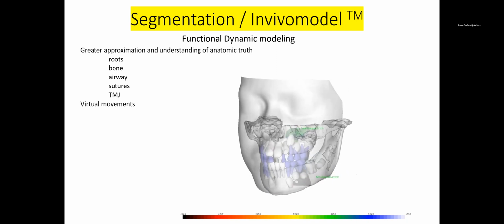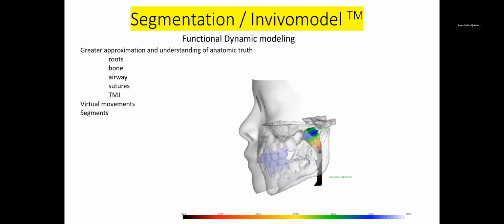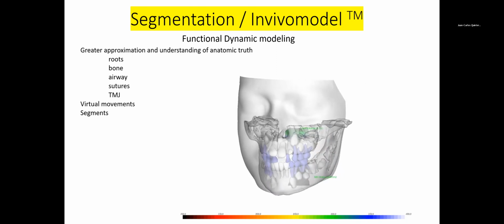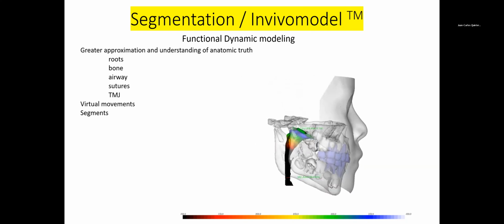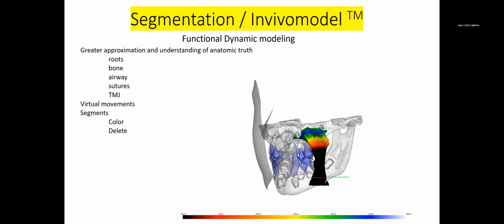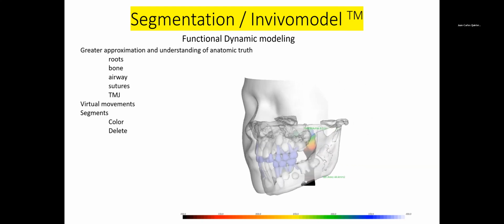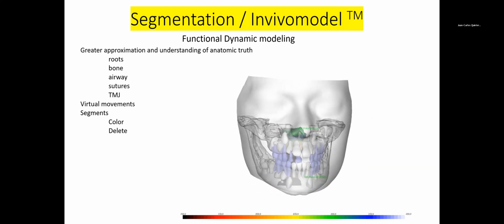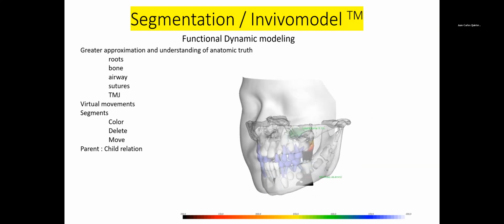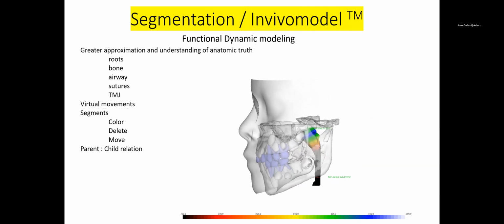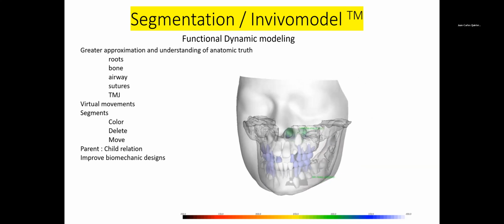We're able to perform virtual movements. Anatomy is segmented, so we can move segments of the parent-child relationship, the parent or the child. We can color these teeth. We can color the elements, we can delete the elements, we can move the elements. We understand this is all done from a parent-child relationship.